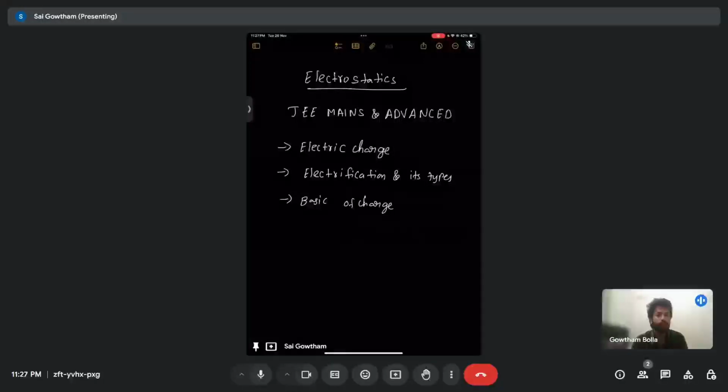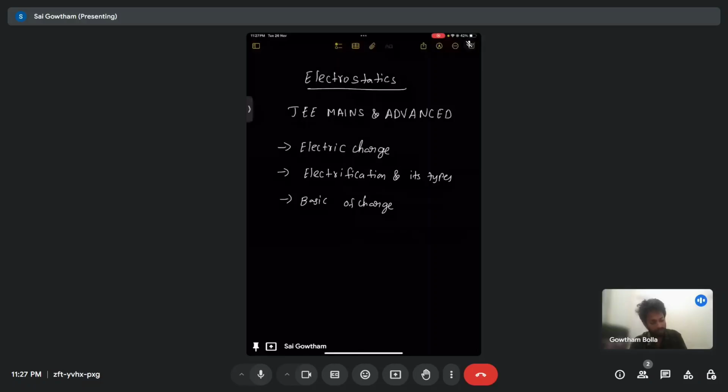This is Gautam from NIT Andhra Pradesh, pursuing my bachelor's in mechanical engineering. Today, I will be covering the topic electrostatics, which is a very fundamental topic for the JEE Mains and Advanced. In this session, I will be covering the concept of electric charge, electrification and its types, and the basic properties of charge.